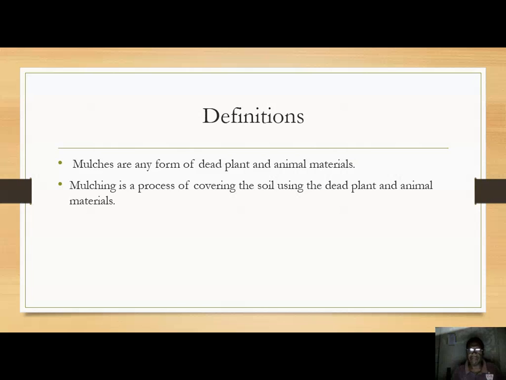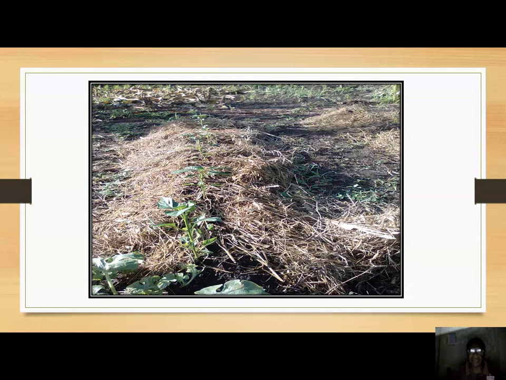Well, mulches are any form of dead plant and animal materials, or mulches come from the remains of both plants and animals. And mulching is a process of covering the soil using dead plant and animal materials, or covering the soil using mulches. Let's look at this picture or diagram that tries to show us the two words that we just defined.